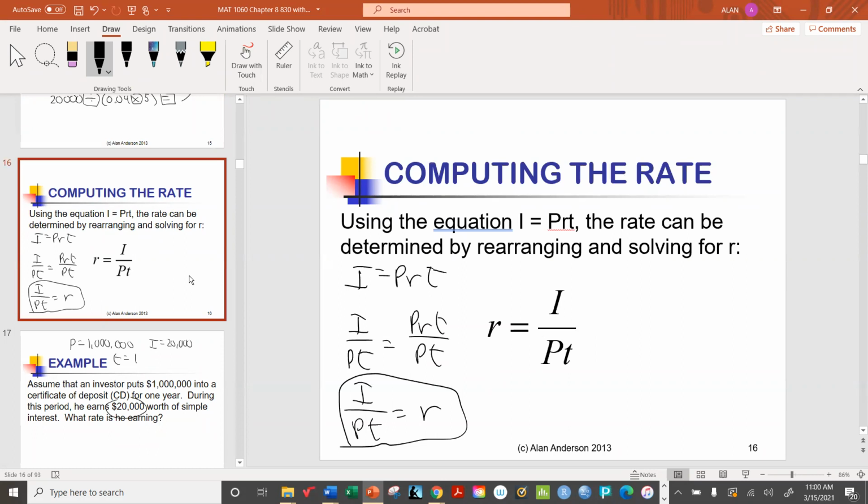So we start with the original equation again, and this time we're dividing out by P and T to come up with I over PT. That's how we'll solve for the rate of interest. And again, remember, this is a percentage, but in the formula, it'll be a decimal. So we should be able to figure out how to interpret that.